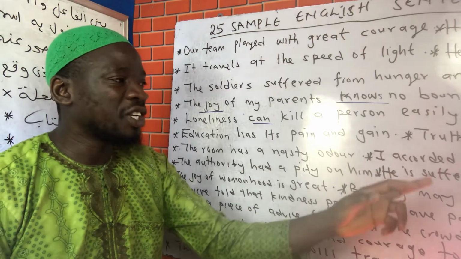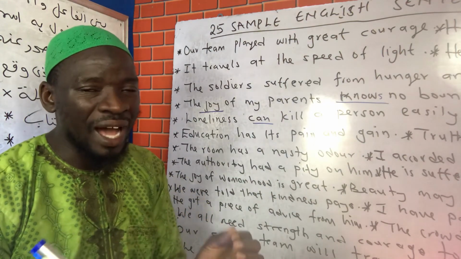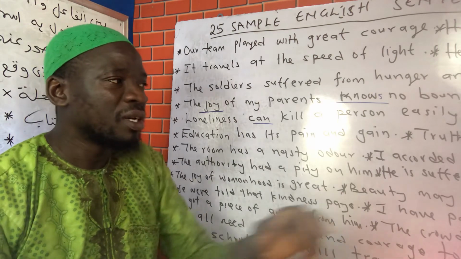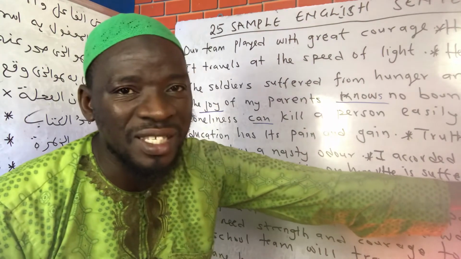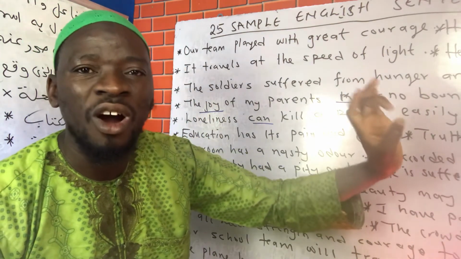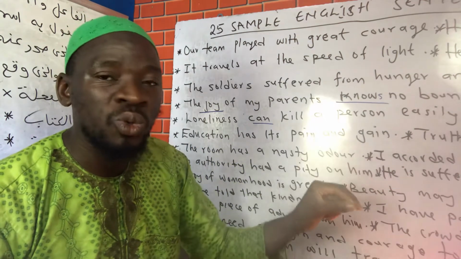I accorded him his due honor. The word honor, and like our, honor, our: when you pronounce them, the H here is silent. It's silent. You don't say honor with the H, you say honor. I accorded him his due honor.